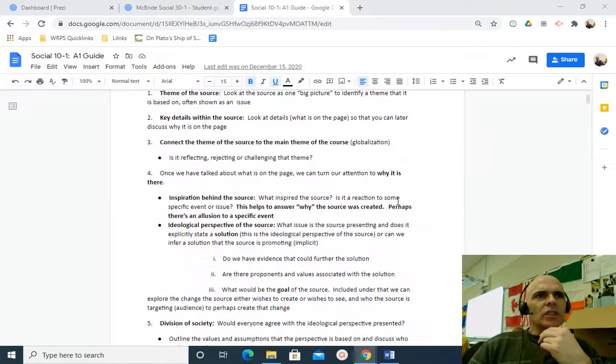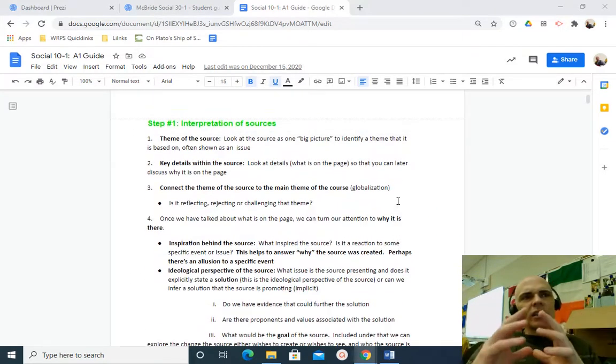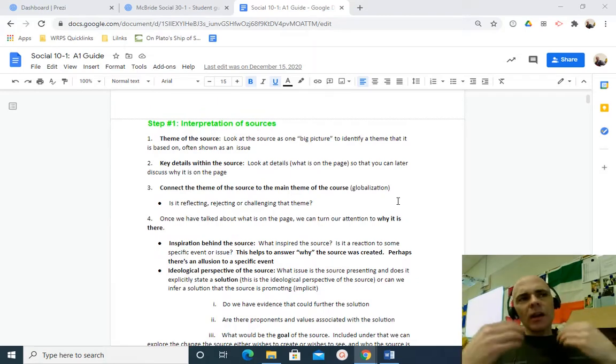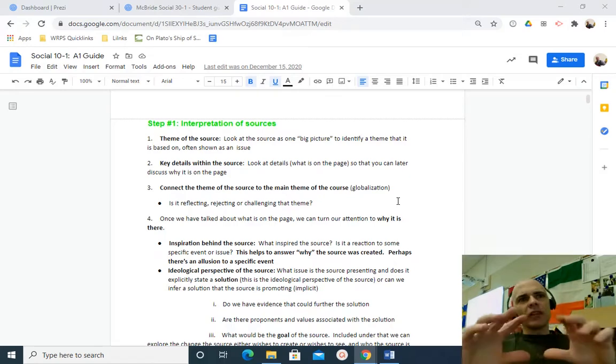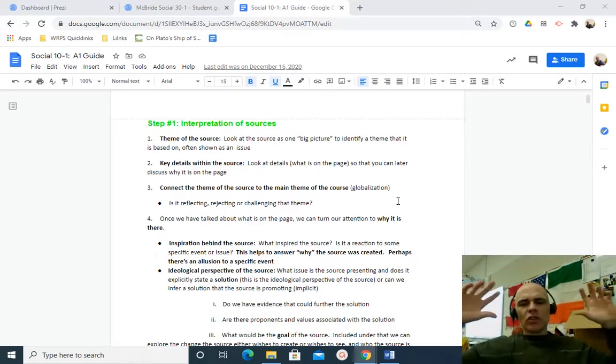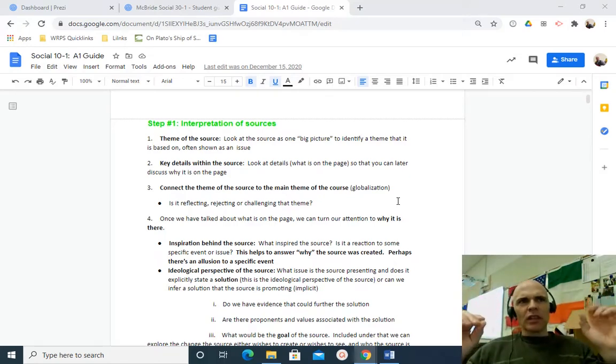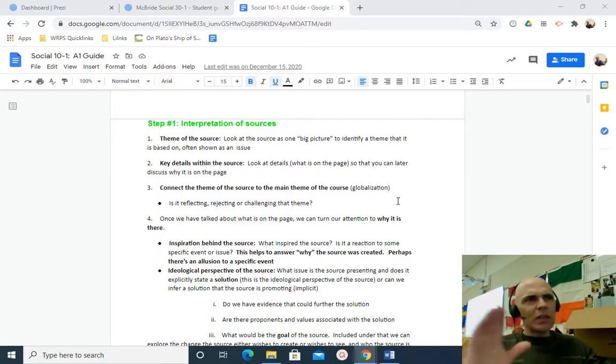So in terms of those steps, the first thing I would inform my students is that they should look at the source and try to see the source as a big picture. What is the theme of this source? And the theme of the source should be connecting with the theme of the course. So in Social 10, the theme is globalization. In 20, the theme is nationalism. In 30, the theme is liberalism.